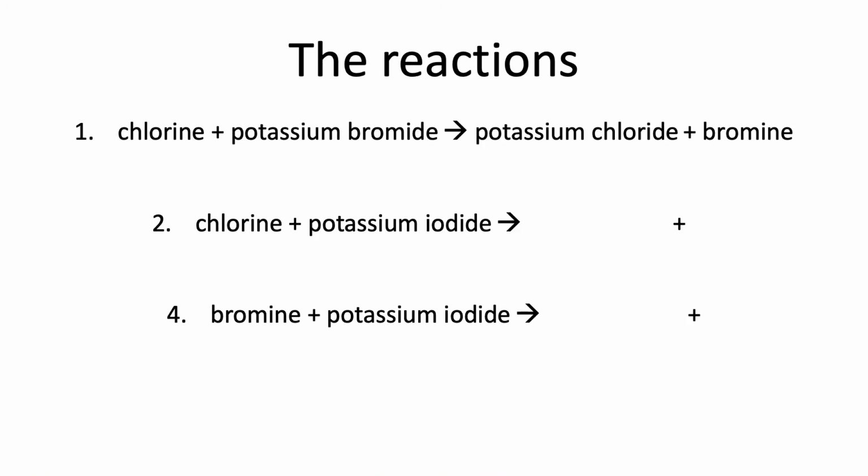Okay, on this next slide, I have written out the four reactions which take place, which we've observed from the video. The first one I have done for you, which is chlorine plus potassium bromide makes potassium chloride plus bromine. I'd like you to have a go at the next two.